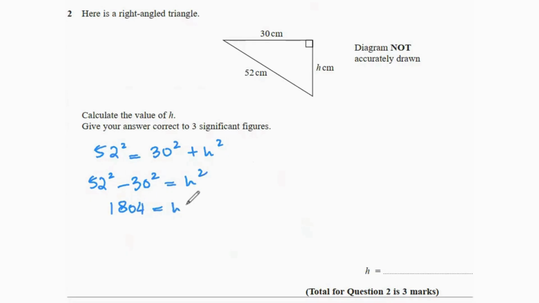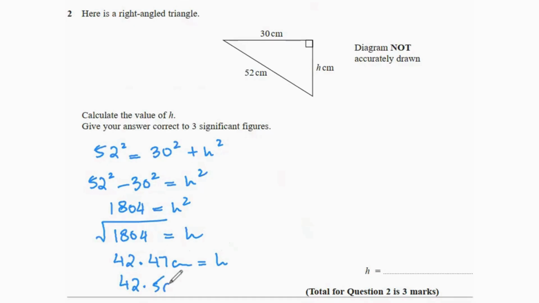1804. Now we will square root this to find the value of h. That is 42.47. Correct to 3 significant figures, it's going to be 42.5 centimeters. That is your final answer.